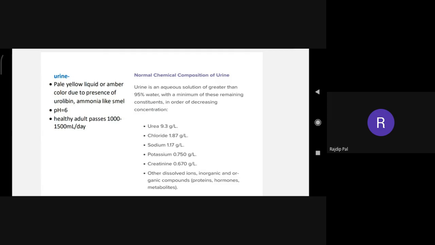Now tell me, if the pH of urine is 6, then is it basic or acidic? Acidic, ma'am. Are you sure? Yes, acidic. And now tell me the neutral pH, means pH of distilled water. 7. Yeah, very good. It's 7. So below 7, it's acidic. Above 7, it's basic. Right?